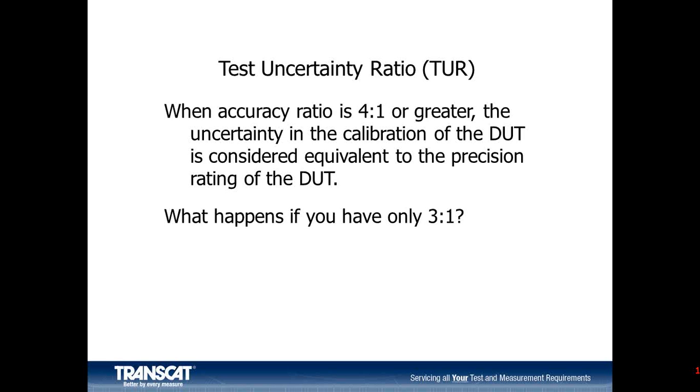So then, in the quality programs, let's say, that rely on test uncertainty ratio, when the ratio is 4-to-1 or greater, it's assumed that the uncertainty in the calibration of the device under test is equivalent to its precision rating. And it's easy enough to demonstrate how that's an adequate representation. But what happens if you only have a 3-to-1 ratio or a 2-to-1 ratio?